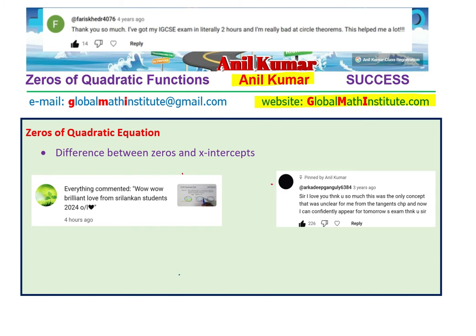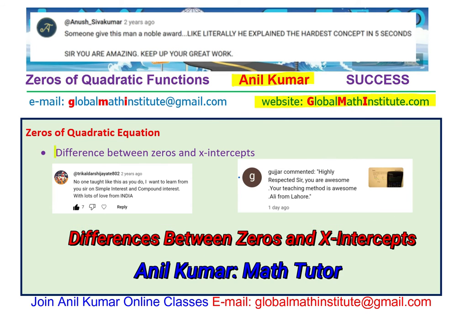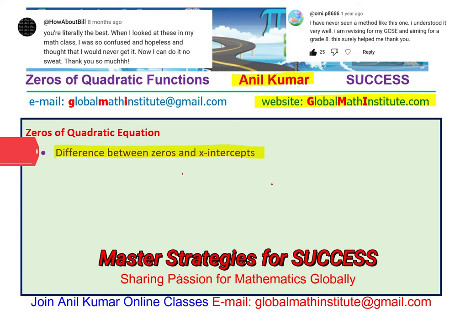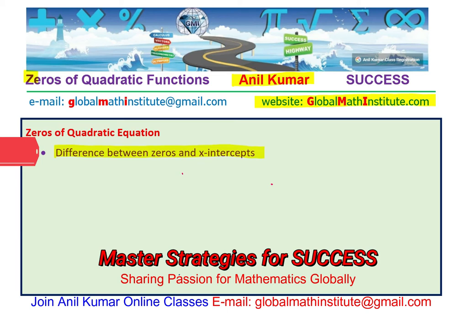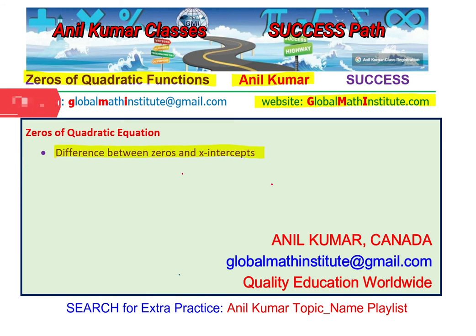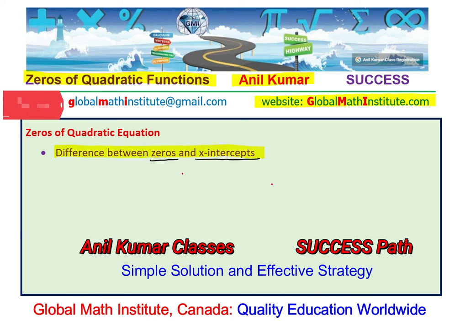In this video, we'll consider differences between zeros and x-intercepts. Most students who start learning about zeros of quadratic functions or solution of quadratic equations land up with many related terms. Two of them, which are most confusing, are zeros and x-intercepts. Are they same things or are they different? This is what we are going to discuss in this particular video. I hope you find it interesting.